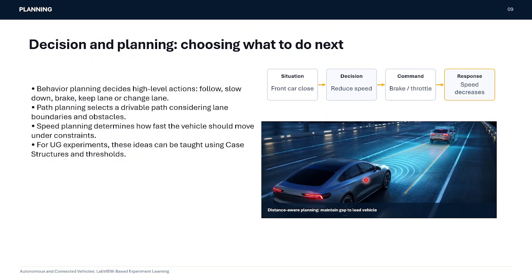Suppose you are driving the vehicle and want to change lanes. If the other lane is free, you can change the lane. That is why planning is important. Decision and planning is very important.